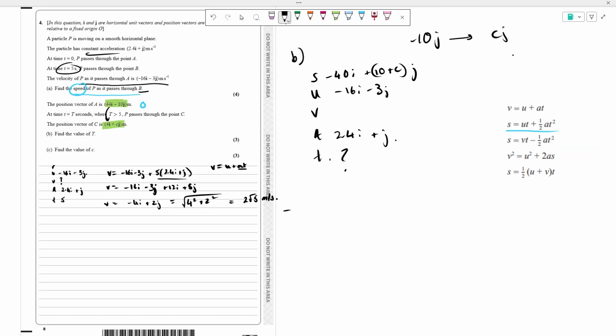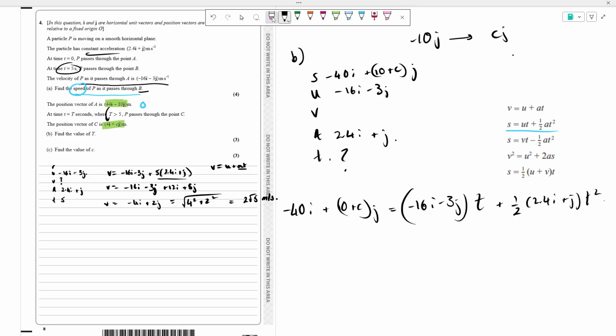So S, which is going to be minus 40i plus 10 plus Cj, is equal to UT, which is going to be minus 16i minus 3j. Ooh, this might make a bit of an issue, but let's keep on going. Plus a half a, which is going to be 2.4i plus j, t squared. You can see this looks like a mess right now.